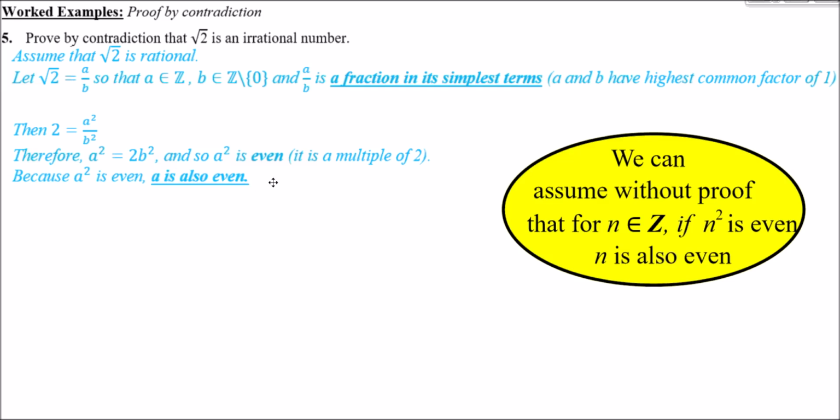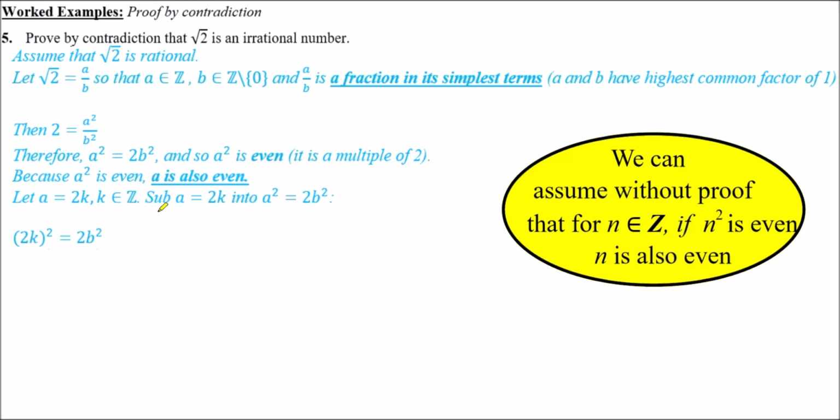Now because a is even, we can use an algebraic representation of a and substitute this back in. So because a is even, let a equal 2 multiplied by some integer. We're going to represent a as a multiple of 2 because we've shown that a has to be even. So let a equal 2k, where k is an element of the integers. We now substitute a equals 2k back into a squared equals 2b squared. So what we get next is 2k all squared equals 2b squared.